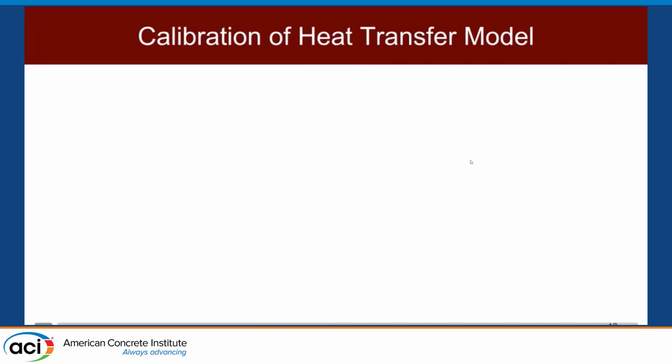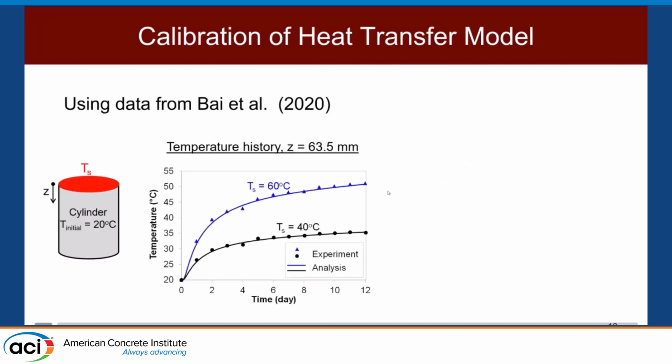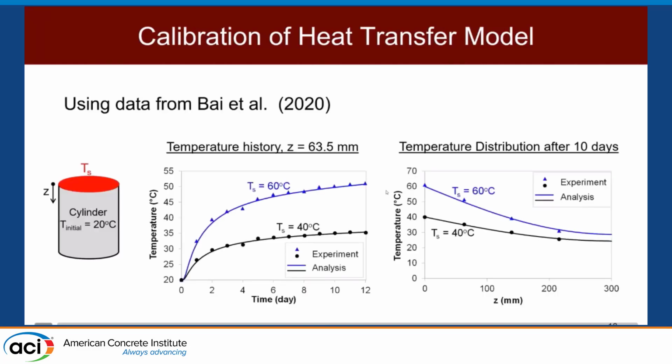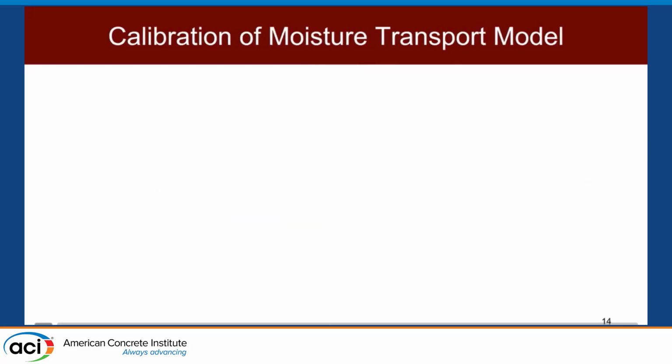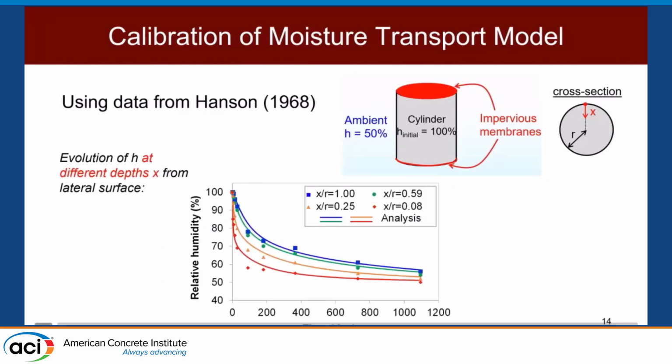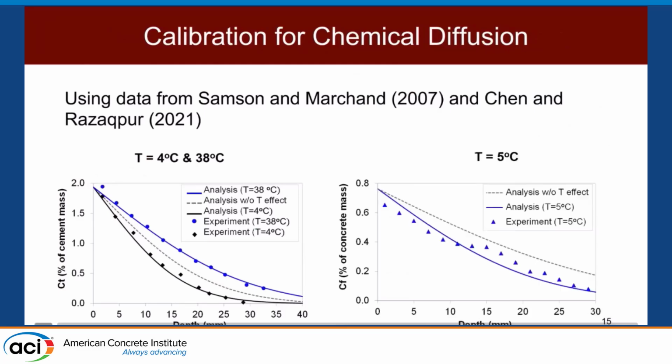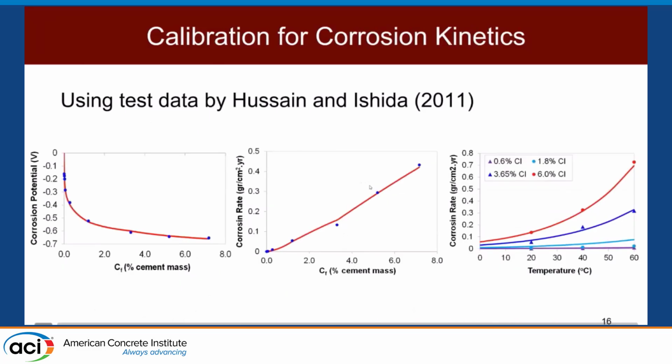So basically we have calibrated each and every aspect of our mathematical model and its associated numerical implementation. Here are some example calibration analyses that we did with experimental test data involving heat transfer in concrete. We also did calibration with experimental data involving moisture transport. I'm trying to quickly glance through them. And then we also had calibration involving the chloride diffusion coefficient for concrete for different temperature values. Also, the corrosion kinetics themselves were calibrated using test data available in the literature, specifically a study by Hussein and Isida.